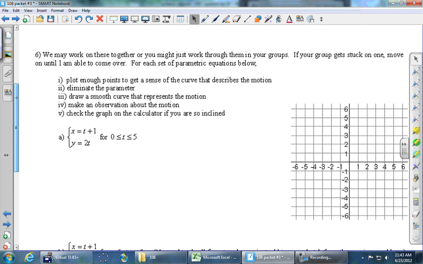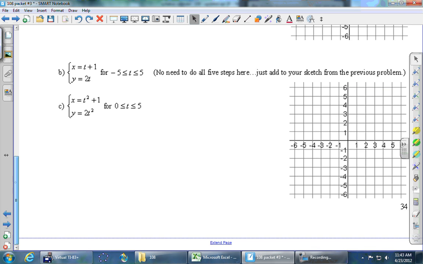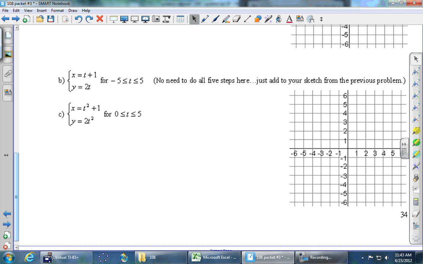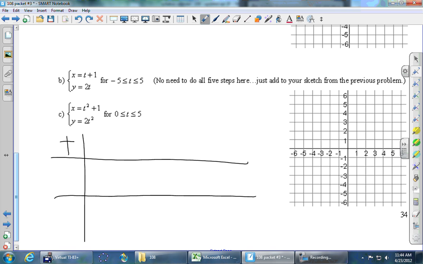Okay, so there's a whole slew of these here. Maybe we'll try one together and then first thing next class, we'll just do a bunch of them in your groups. How about we do, what can we do here? Let's do C. Let's try C together. Okay, first thing we're gonna do is make a table, just like before. What values of t do you want to pick here? Okay, so we'll go 0, 1, 2, 3, 4, and 5.